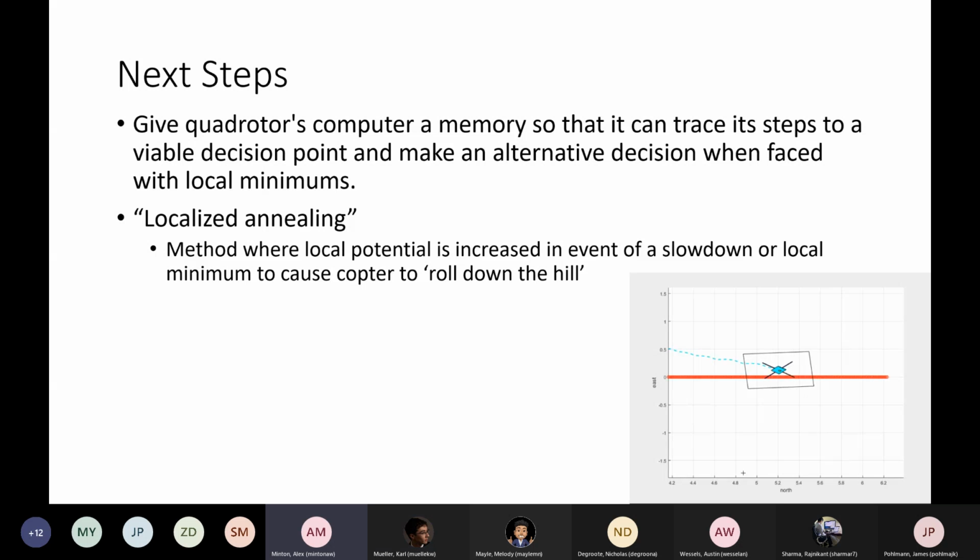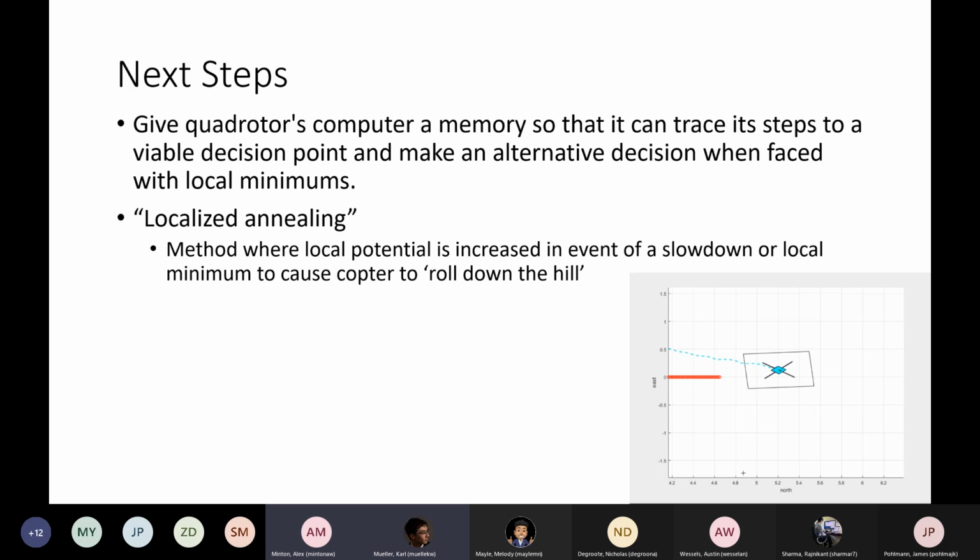Yeah, and another idea that we had was to give the quadcopter somewhat of a memory for those local minimums. Let's say it's at the end of a maze and it needs to turn back; it would go back to a point where it had another viable decision to turn in another direction, so it could make that alternative decision at that point in memory.